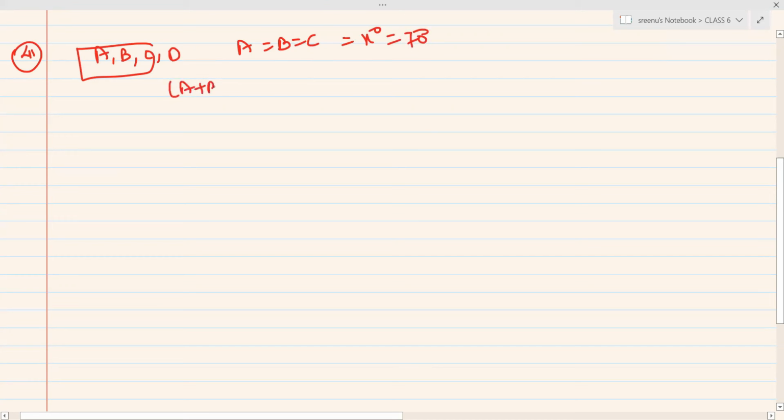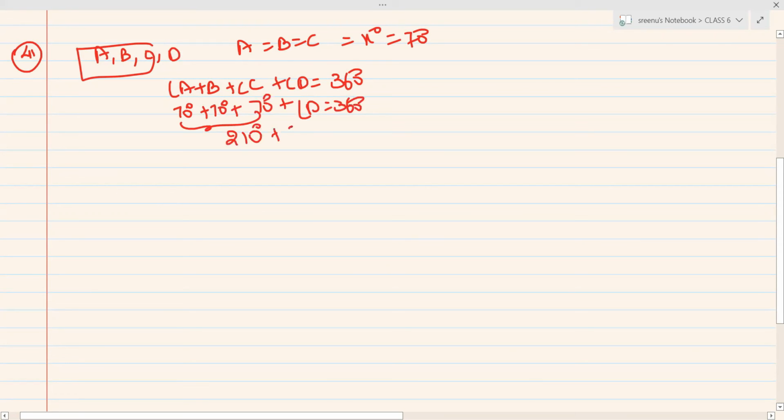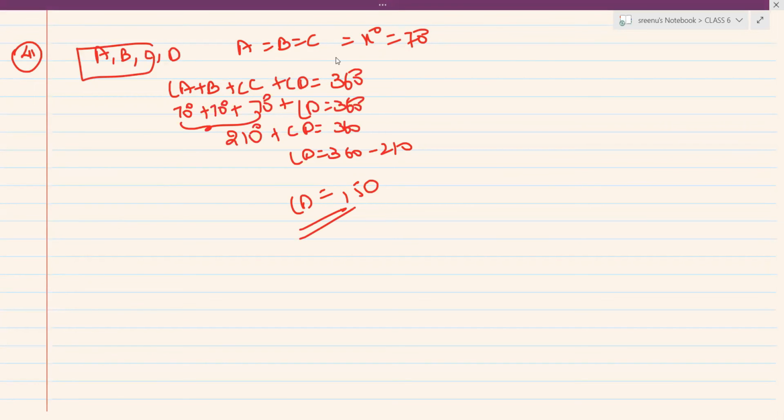We know the angle sum property in a quadrilateral: angle A plus angle B plus angle C plus angle D is equal to 360 degrees. That means 70 plus 70 plus 70 plus the unknown angle is 360. Three 70s are how much? 210. So angle D is equal to 360 minus 210, which is 150. So the fourth angle D is 150 degrees. Next, 42.